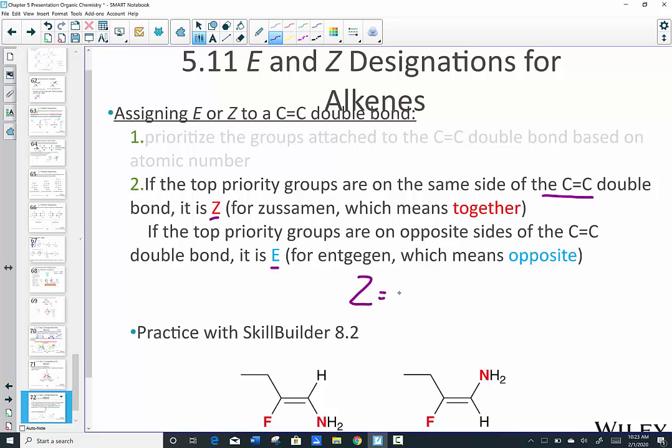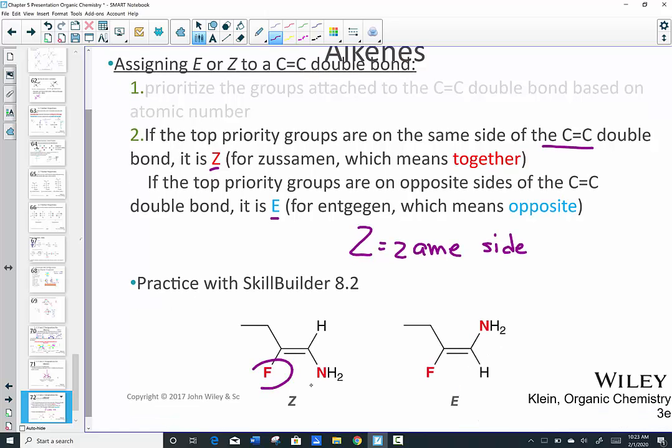Z, to me, I can remember saying it's the same side of the molecule. The Z designation, if I notice that the top priorities are on the same side of the pi bond, a Z configuration, because I remember Z configuration from saying, oh, that's the same side. The other way that I can remember is if the priorities are on the opposite side of the plane of the pi bond, E gets its designation.